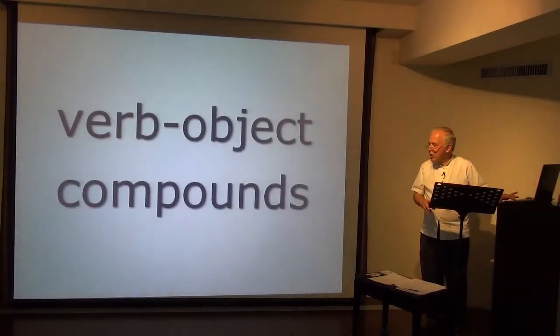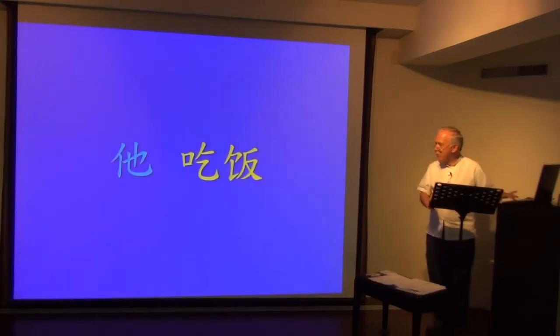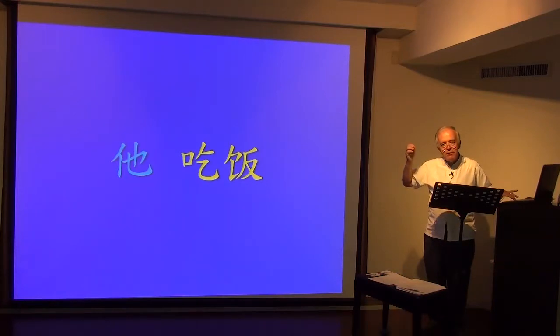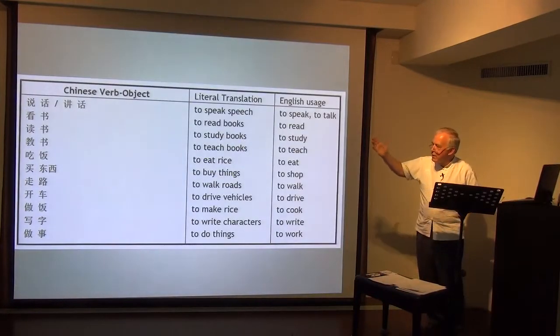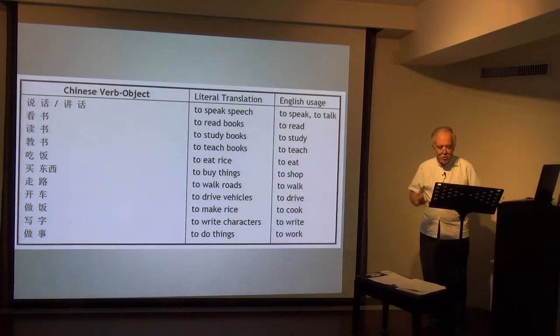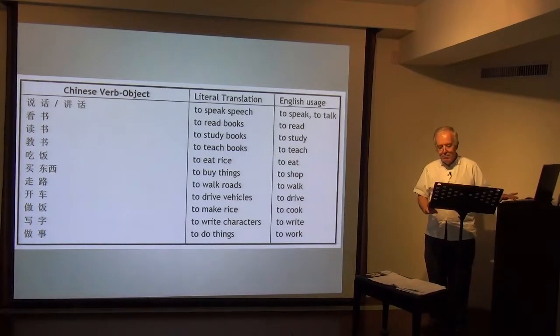A verb-object compound. This isn't difficult, but it's often helpful to bring them together. 他吃饭. Whereas in English we just have the verb, he eats. Chinese has to have the object, or doesn't have to, but often has the object together with the subject. 他吃饭. Here's a helpful list. 说话, to speak. 看书, to read, 读书, to study, 教书, to teach. And so often the object is said with the verb, whereas in English we just use the verb by itself. So it's helpful if you just went through this with your students sometime.